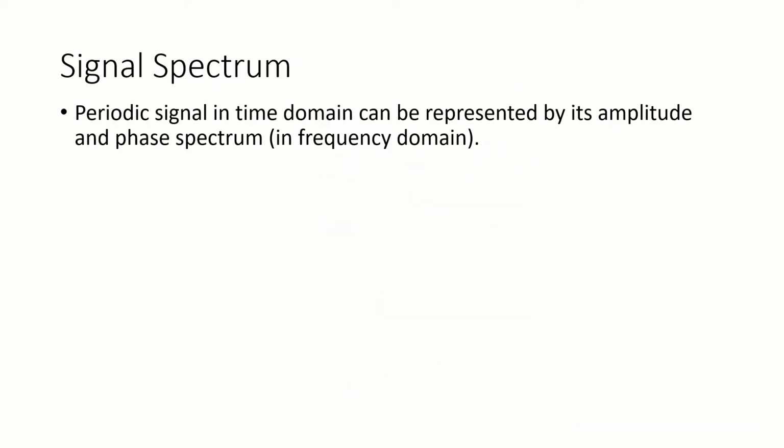So now this is the signal spectrum. Let's look into the signal spectrum. A periodic signal can be represented in the time domain, and it can also be represented by its amplitude and phase spectrum in the frequency domain. So the periodic signal can be represented in the time domain or the frequency domain. If it is represented in the frequency domain, it can be either an amplitude spectrum or a phase spectrum.